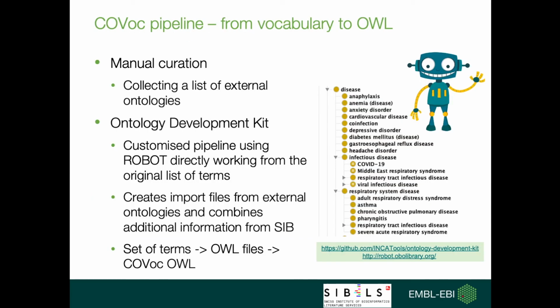So, after manually curating an initial set of terms, we were left with a long list of different ontologies we wish to import from. In order to maximize our efficiency and allow the ontology to be maintained by our collaborators, we implemented a semi-automated pipeline using the Ontology Development Kit. The ODK allowed us to initialize a repository for COVoc following the OBO Foundry principles and ensures that the ontology pipeline would remain organized. It also allowed us the freedom to create a custom pipeline using robot commands, which could work directly from the set of terms.